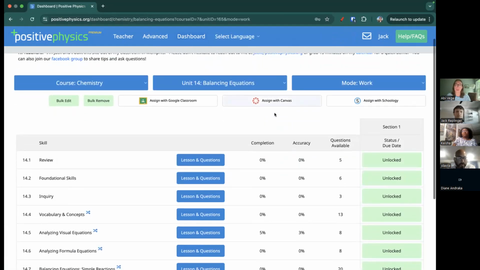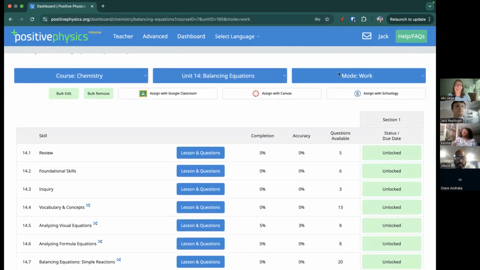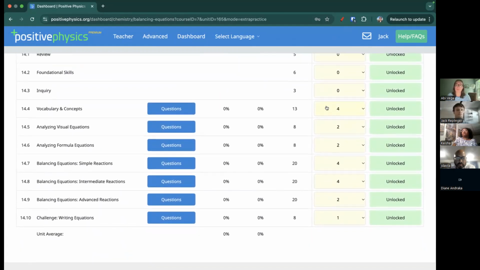So I was just showing you work mode, and that's where your students might do most of their homework. There's also an extra practice mode. On this mode, from the teacher perspective, you can choose how many questions you want the student to do in an extra practice session. When they use this one, it will pick 2 questions out of the 8 that exist for that. It will give them to the student and they can answer them.